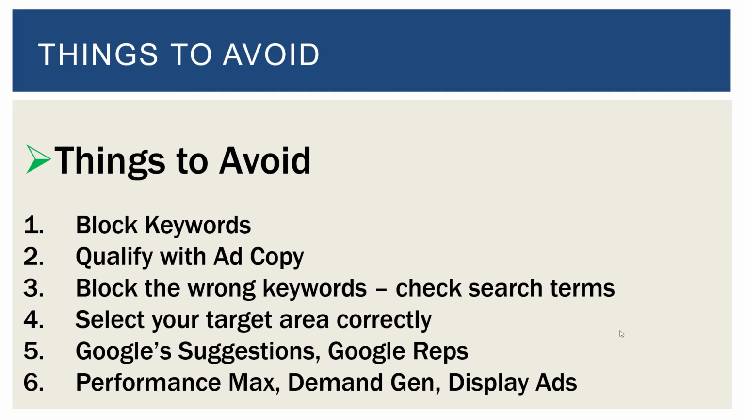You want to block keywords that just don't make any sense. So if they're typing a certain location or zip code or city or street or suburb that's not relevant to you, maybe that's a location that's too far away, or there's a competitor with a similar name and you don't want to show for them or get calls for people thinking you're them and you're not, you can block those keywords. Also, you want to make sure you qualify people with your ad copy.